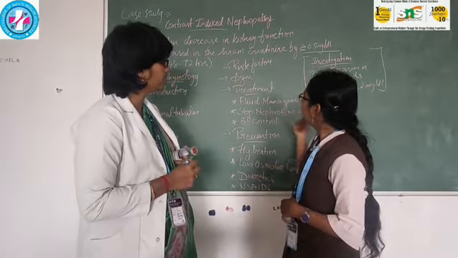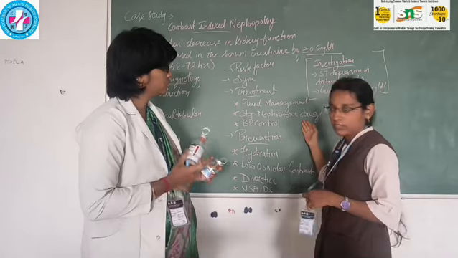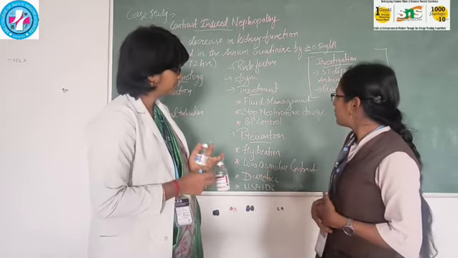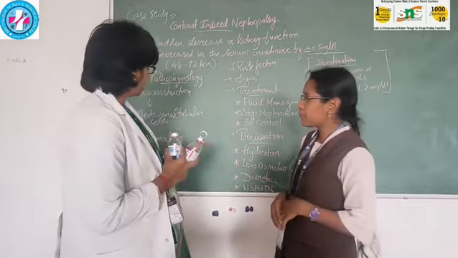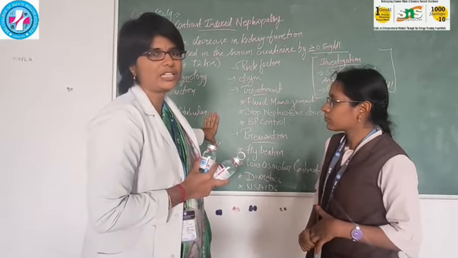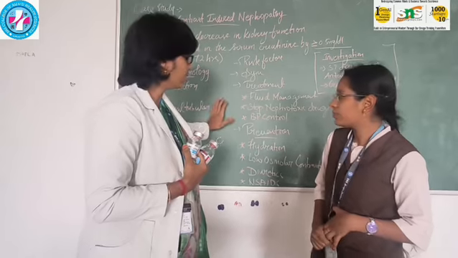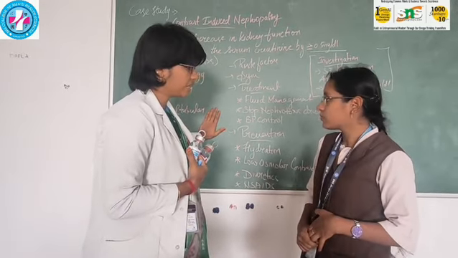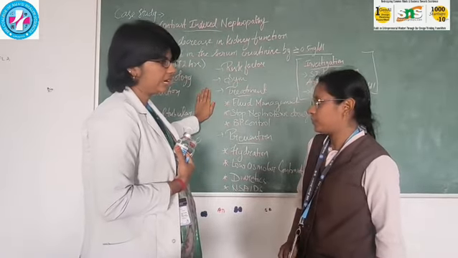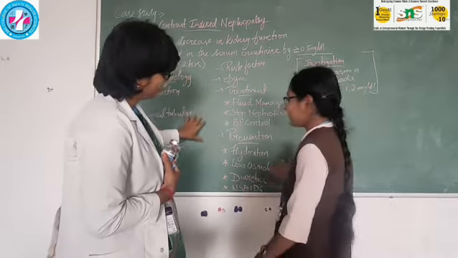Then treatment is fluid management, stop nephrotoxic drugs, control BP, and correct electrolyte imbalance. Once the kidney gets affected, the blood pressure control system also gets irregular, including chemoreceptors and baroreceptors like the acetylcholine system. So it also disturbs the pressure and causes hypertension for the patients.